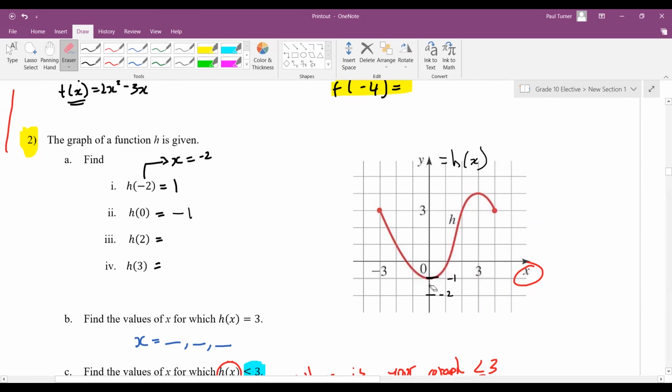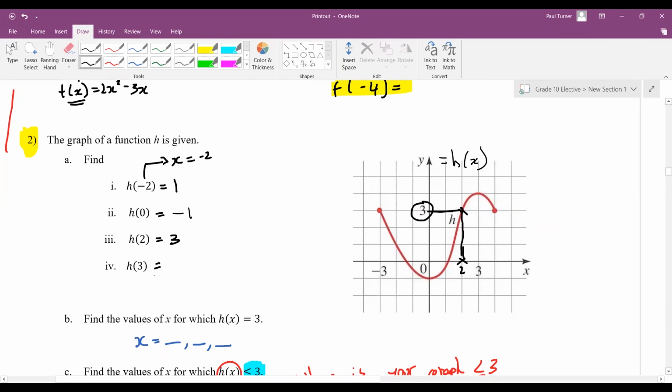Let's see, eraser. Okay, so H2. So put 2 for X. That's this point here, that's 2. So go up to your graph, which is here, and then come across. So H2 is equal to 3. That's the Y value.